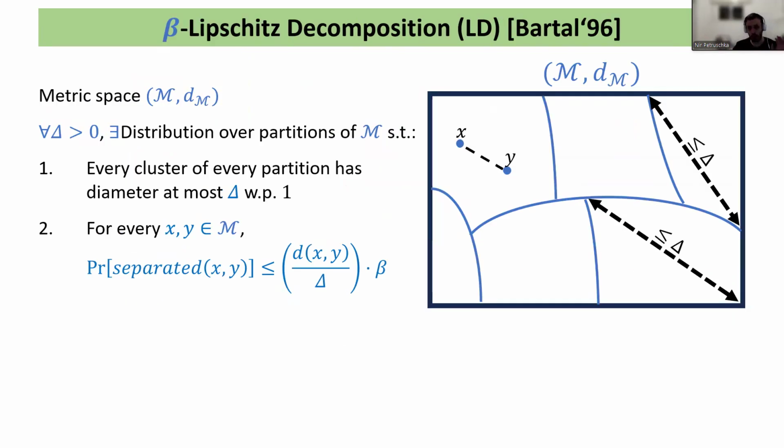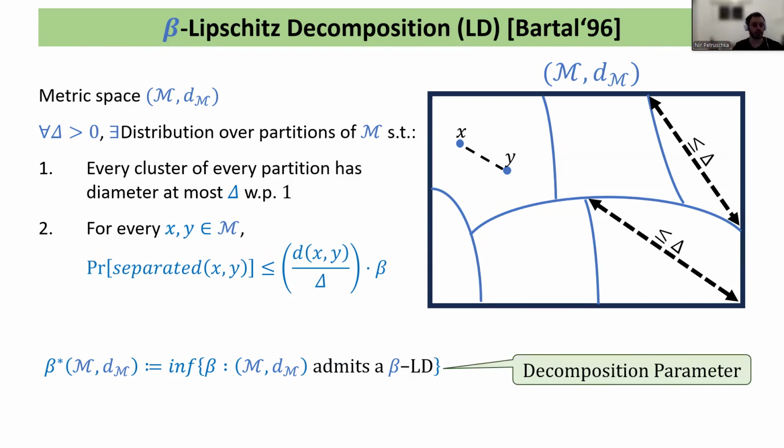Okay, so now back to the problem of Lipschitz decomposition. We'll actually see the solution. So just to remind you, we say that a metric space admits a beta Lipschitz decomposition if for every target diameter delta there exists a distribution over partitions of the metric space such that the diameter of the clusters is at most delta, and pairs of points get separated with probability at most their distance normalized by delta, times beta. And the decomposition parameter of a metric space is just the least amount of penalty that we have to pay in order to construct this decomposition.